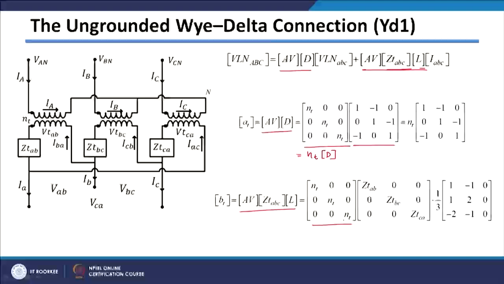AV is again diagonal entries with NT, ZT ABC is again diagonal entries of all the leakage impedances of 3 phases, and this is your L matrix. So in this case also, if your ZT AB is equal to ZT BC is equal to ZT CA is equal to ZT, I can take it common out. From this I can take NT common out, so it will remain unity matrix. From this, if this condition is satisfied, I can take ZT common out, so this also remains unity matrix, and this is your matrix L. So NT multiplied by ZT multiplied by your L matrix is nothing but your B parameter.